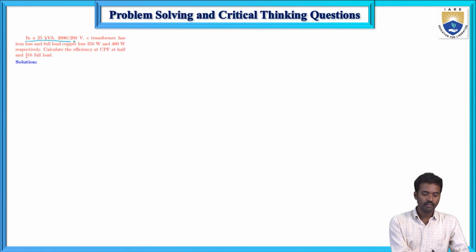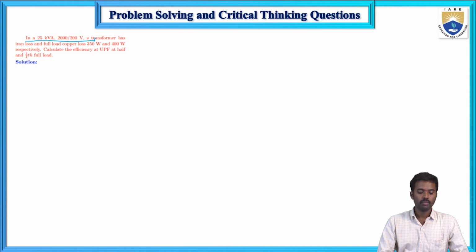And next, second case, second problem. In a 25 kVA 2000 by 200 volts single phase transformer has iron losses and copper losses 350 and 400. Calculate the efficiency at unity power factor. What do you mean by unity power factor? Cos phi equals 1.